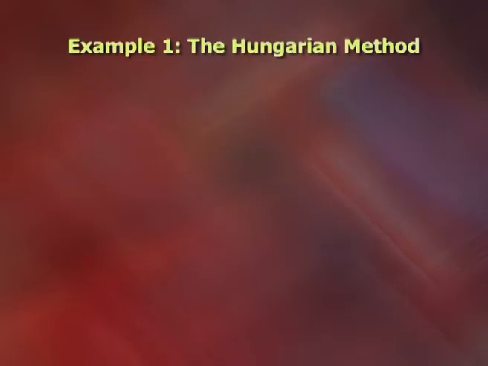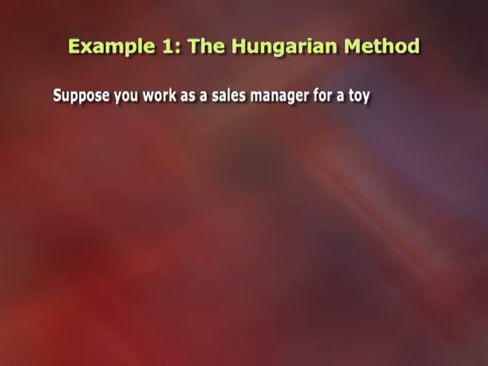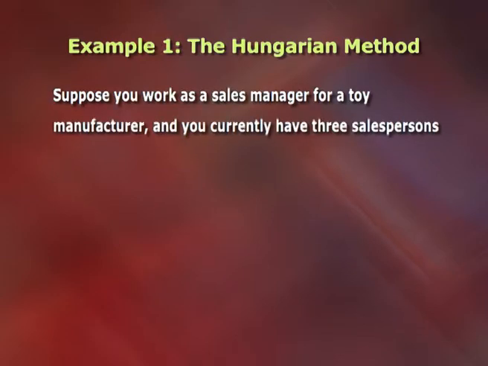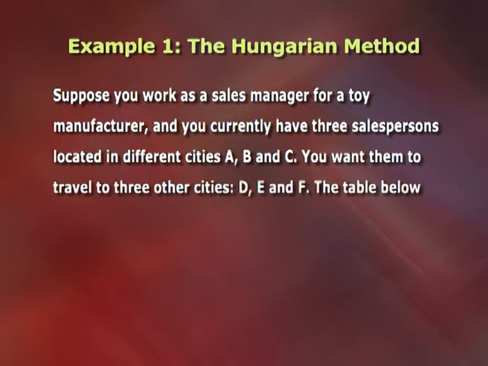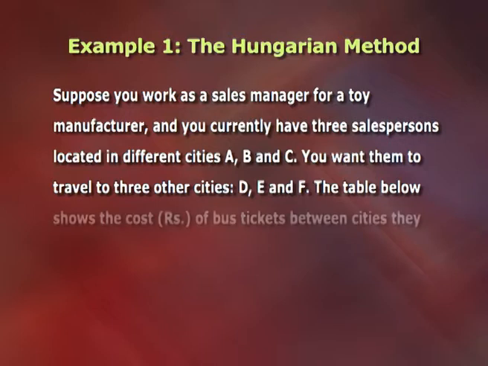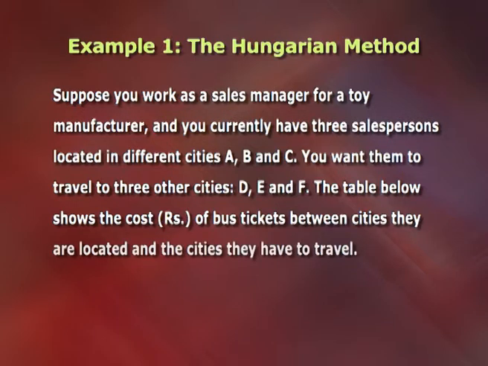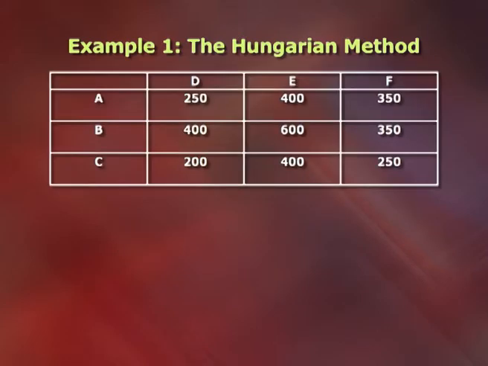Let us understand the Hungarian method with an example. Suppose you work as a sales manager for a toy manufacturer and you currently have 3 salespersons located in different cities, say A, B and C. You want them to travel to 3 other cities D, E and F. The table below shows the cost in rupees of bus tickets between the cities they are located in and the cities they have to travel to. This is the matrix that is given to you.